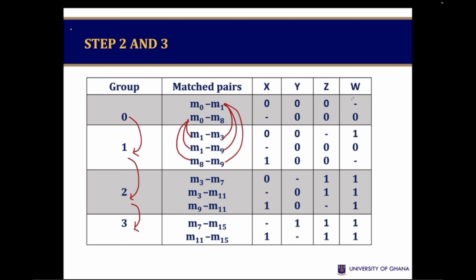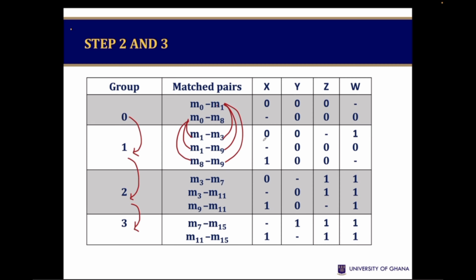So let's look at it. Is there a match? No. Okay. So the first and the first, there's no match. Okay, so M0, M1, M1, M9. Is there a match? No, they differ in X and W. Very good. So there's no match.